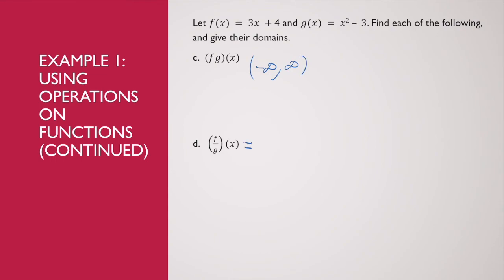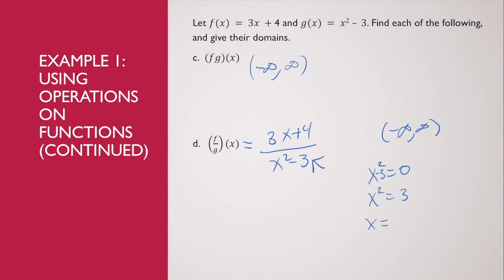Now when it comes to f over g, this would give us 3x plus 4 over x squared minus 3. So it would be the intersection of the domains, which would be negative infinity to positive infinity, except my denominator can never equal 0. So we would need to solve for when my denominator equals 0. So it would be all real numbers as long as x doesn't equal plus or minus the square root of 3. Those are the only two values not included in this new domain.